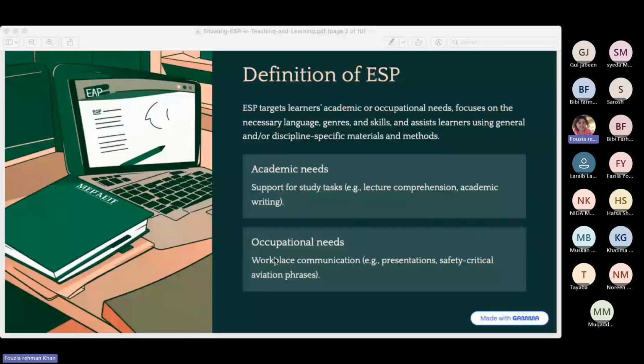It can be factories, it can be restaurants, it can be the hospitals. Many companies organize intensive ESP courses which can help the staff with the language skills that are needed. For instance, I've already told you that at many of the places they need these presentation skills.